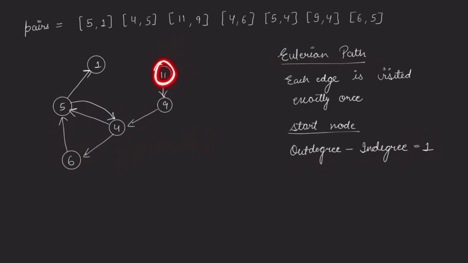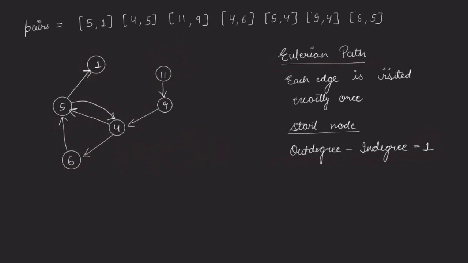But the starting node will have out degree minus in degree equals to 1. Right? If we look at the ending node, for this, the out degree is 0, in degree is 1. So this is minus 1. Right? So this is how we will be able to identify our start node.